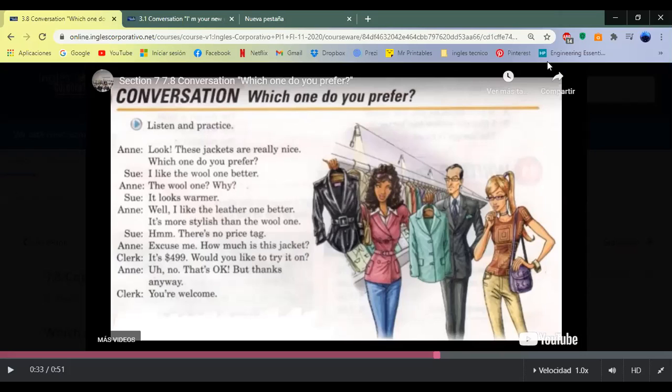Okay. Look, these jackets are really nice. Which one do you prefer? I like the wool one better. The wool one? Why? It looks warmer. Well, I like the leather one better. It's more stylish than the wool one. Excuse me, how much is this jacket? It's $499. Would you like to try it on? Oh no, that's okay, but thanks anyway. You're welcome.